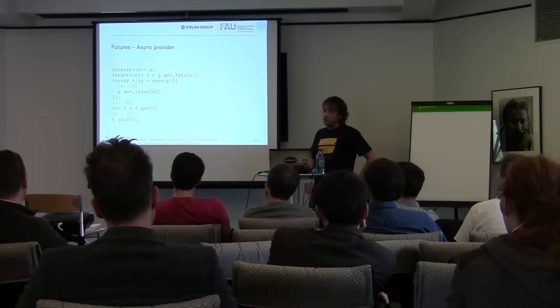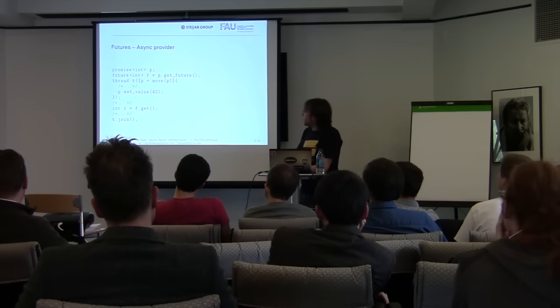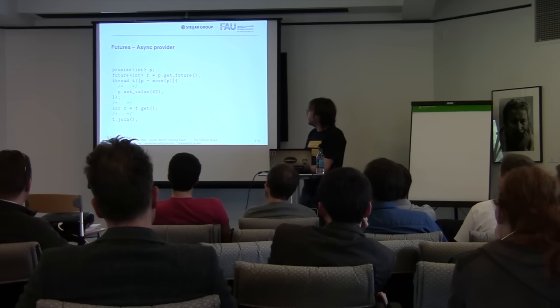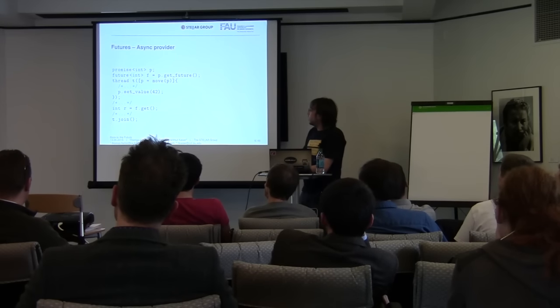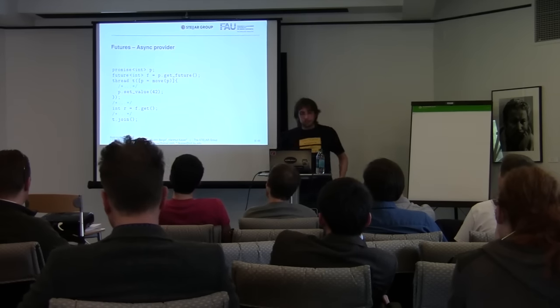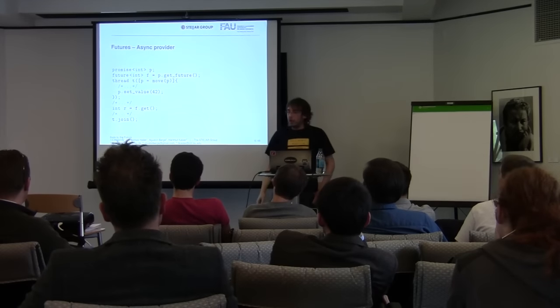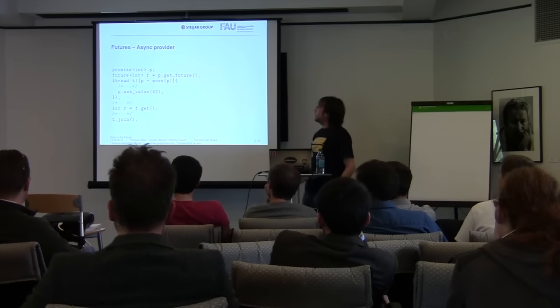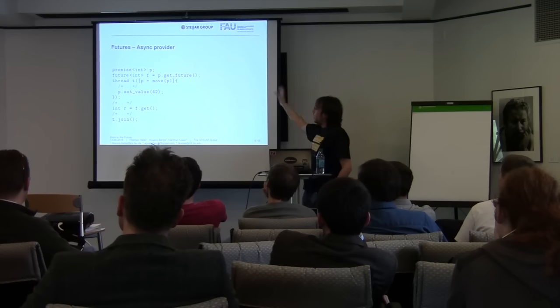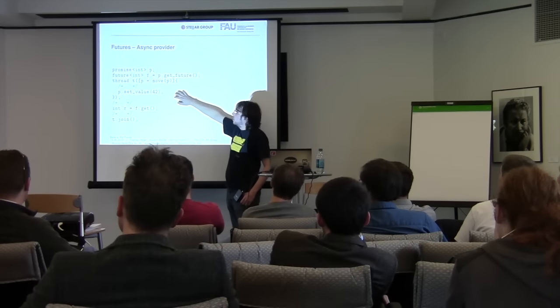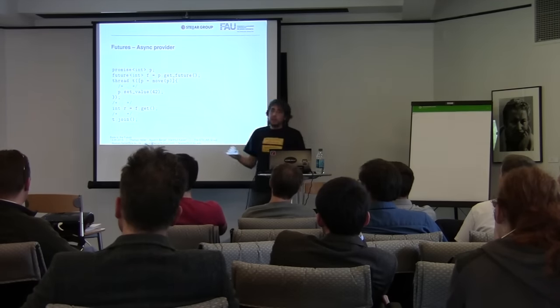Now, on the other end of a future is an asynchronous provider, someone that puts the value or the exception that the future is going to read. And the fundamental provider is the promise. The way this works is we construct a promise and we get a future that is somehow connected to that promise. The two of those share some details. And one goes one way, the other stays where it is. And at some point, we set a value on the promise, and that reflects on the future that is connected to that promise.